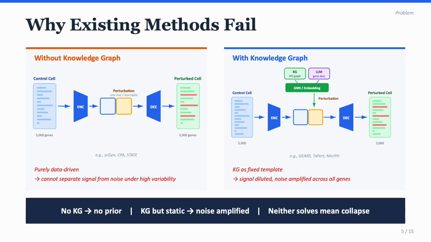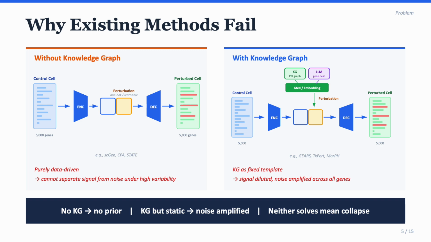And let's take a look at why these methods fail in recognizing the biological signals. As you can see on the left, pure data-driven methods only see the raw gene expression of the control and perturbed cells, so they have no way to tell which genes are important for this perturbation, and they cannot separate the signal from the noise in the massive data.